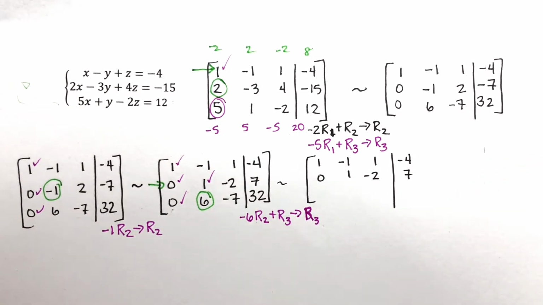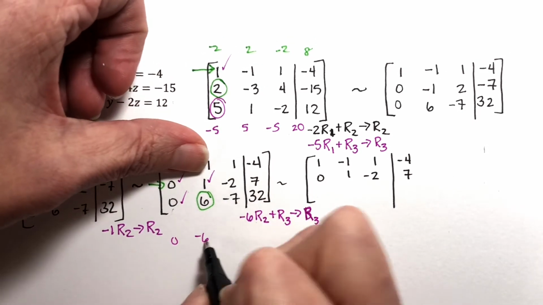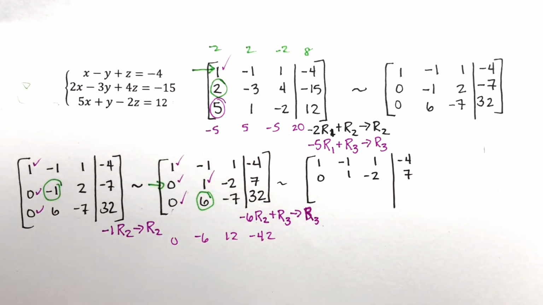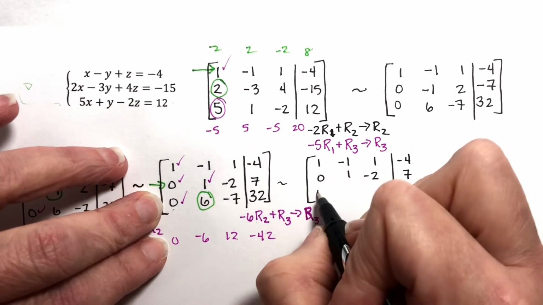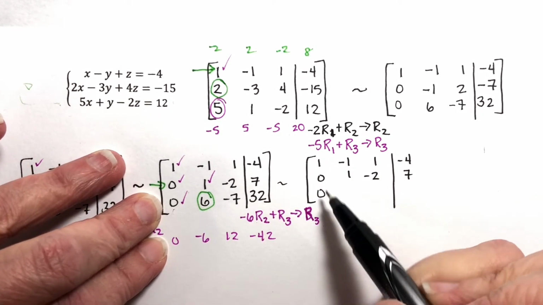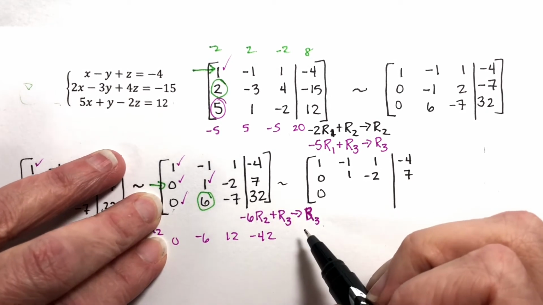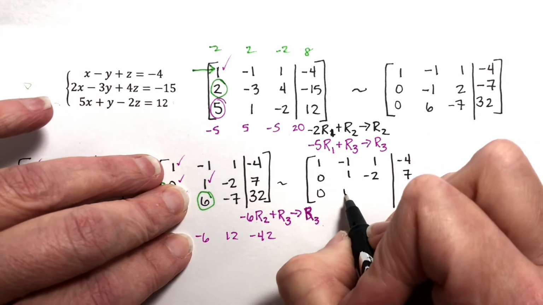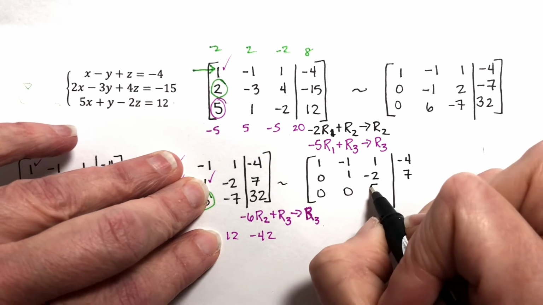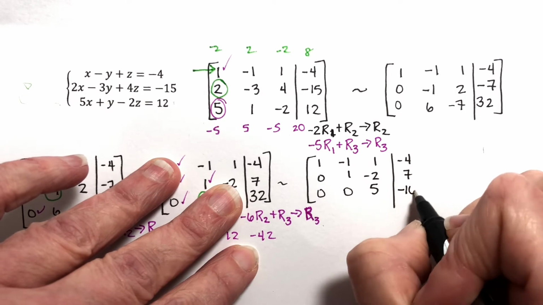Okay. Now, -6 times row 2 would be 0, -6, 12, and -42. Now let's add these. 0 plus 0 is 0. Notice how nothing that we have already checked and created goes away when we're doing this. That's what I mean by following this order so that you don't undo things. It'd be very easy to do that. 6 plus negative 6 is 0. Okay. Negative 7 plus 12 would be 5. 32 minus 42 would be negative 10.